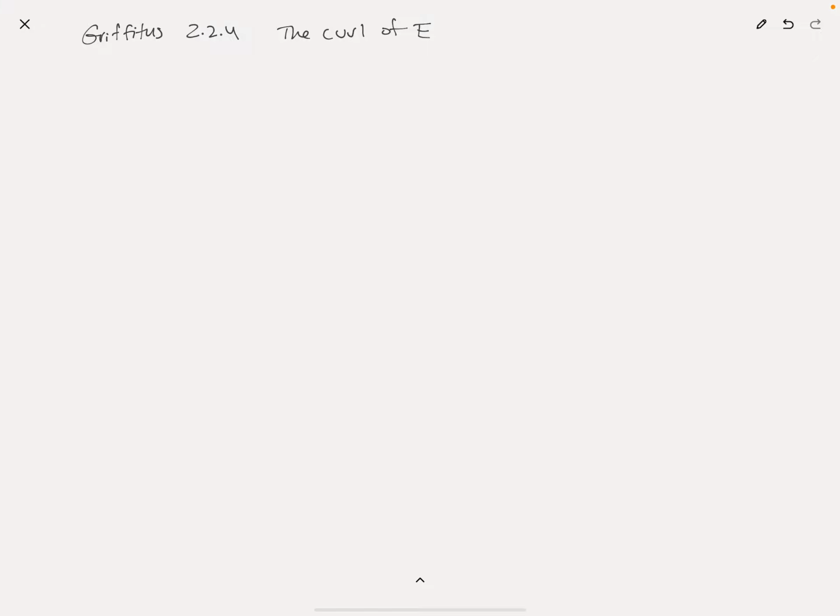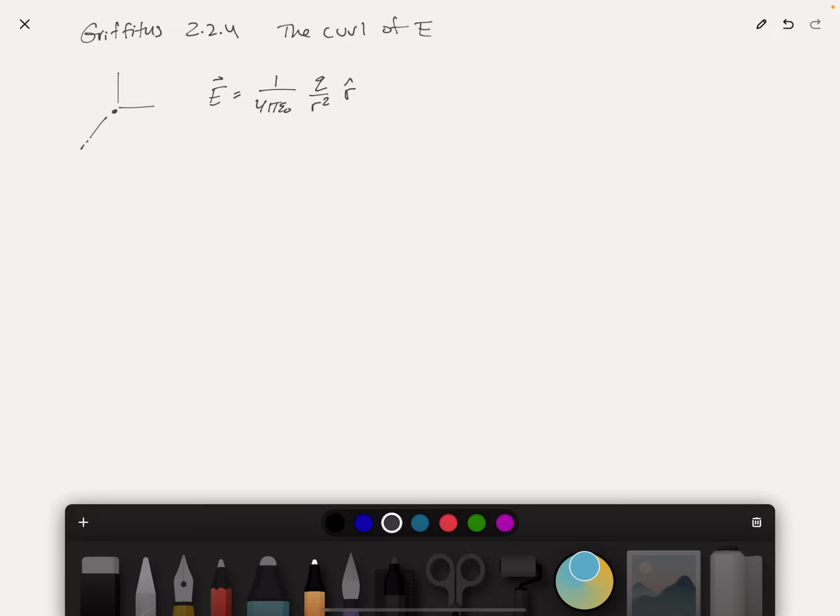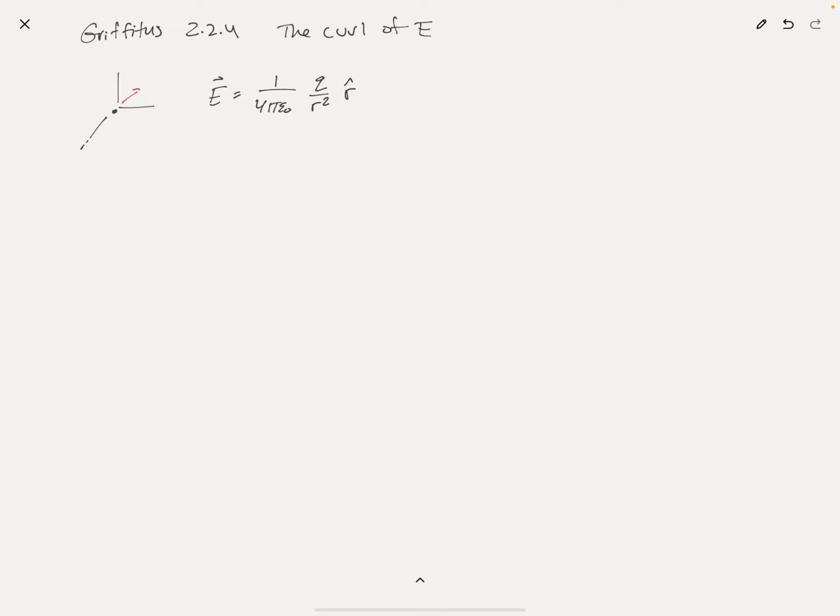This is section 2.2.4, the curl of the electric field. Let's assume that we have a point particle at the origin of our coordinate system, and we know that the electric field of that point particle is 1 over 4 pi epsilon naught q over r squared, pointed in the r hat direction. If we were to draw field lines for this point particle, this would be radially outwards.